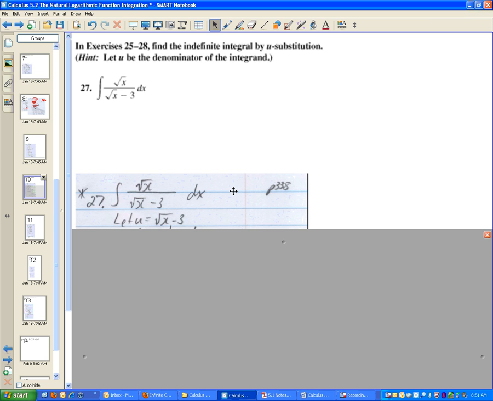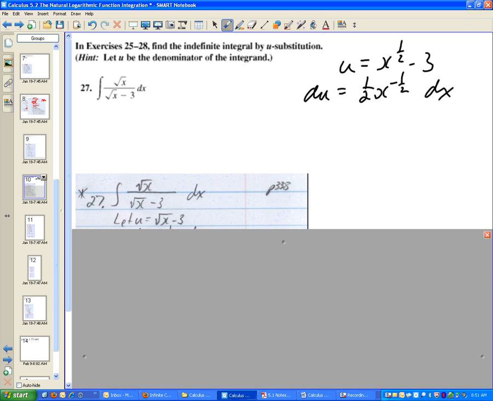Well, then what's du equal? Now, we're to the point where you're going to have to memorize what the derivative of the square root of x is. All right, so if u equals square root of x minus 3, what's du? That square root of x is the same thing as an x to the 1/2. So we would power rule it. We'd make that 1/2 x to the negative 1/2, derivative of negative 3 is 0, dx.